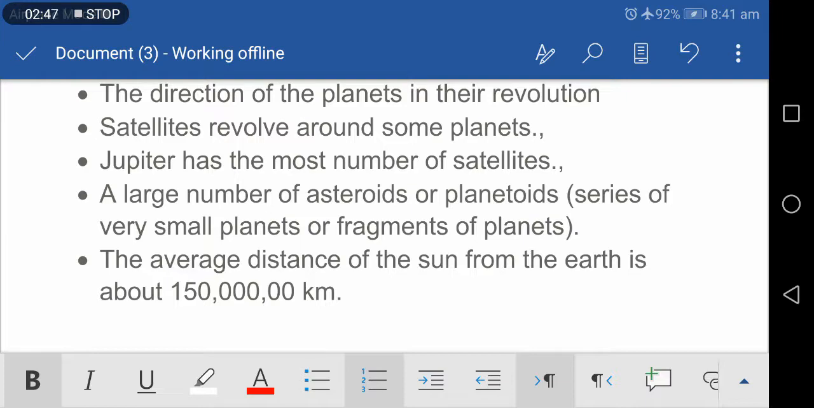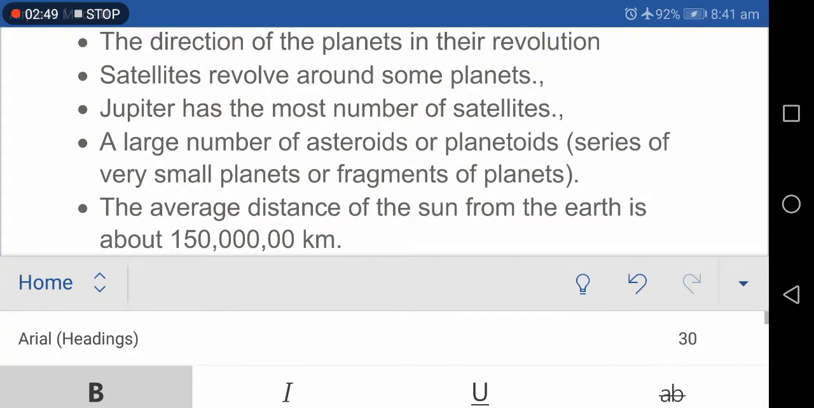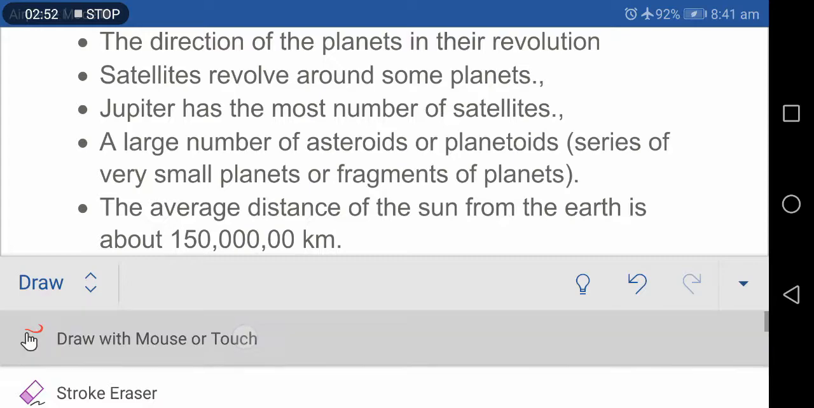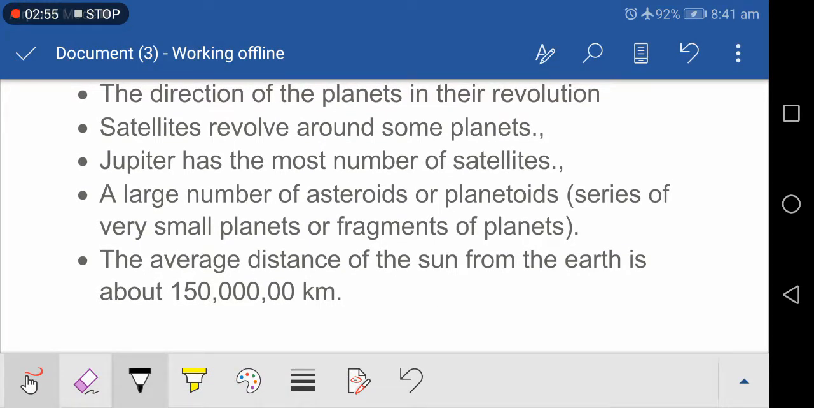Jupiter has the most number of satellites, followed by Saturn. And there is the largest number of asteroids or planetoids, a series of very small planets or fragments of planets, revolving around the Sun between the orbits of Mars and Jupiter.